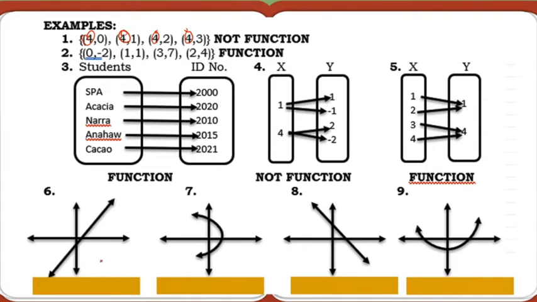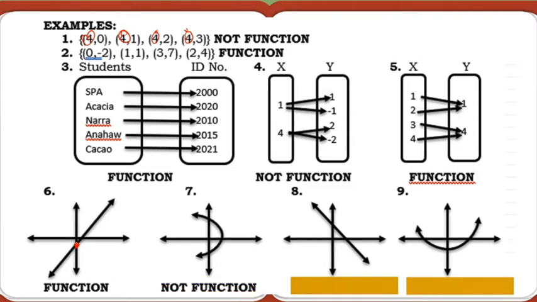Now, let's take a look at the graph. So, dito naman sa graph, itong number 6. This is a function kasi isang beses lang siya dumaan sa y-axis. Number 7, okay, this is not function kasi dalawang beses siya dumaan. Ito at saka ito. Number 8, okay, function. Isang beses lang siya dumaan.